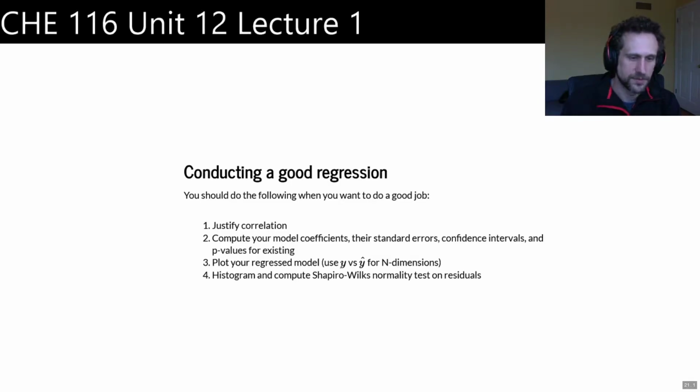Always want to plot your regression. And if you have n dimensions, you can use y versus y hat. And then once you have your model, you can compute your residuals and you can histogram them and compute Shapiro-Wilk on them. Now, this is a very thorough job. I think in general, plotting it is key. Getting confidence intervals are key. And you can do the extra steps of the normality test and the p-values for existing if the regression maybe is not completely clear from the plot. Like if the plot doesn't look great, you can do your test to make sure it looks good, and your p-values. Okay. So that covers one-dimensional and n-dimensional linear regression and how to linearize nonlinear regression.